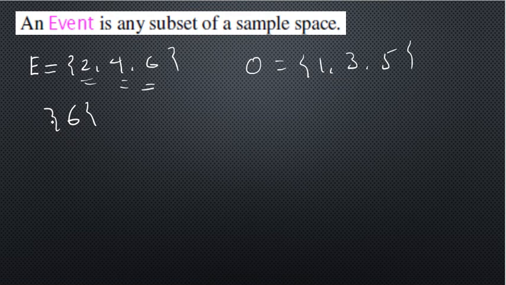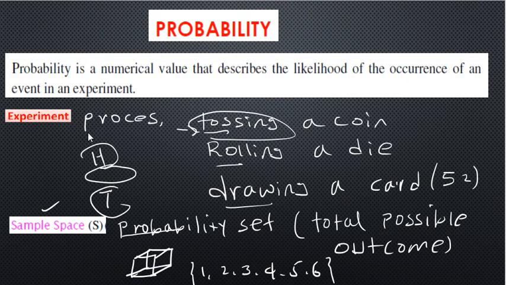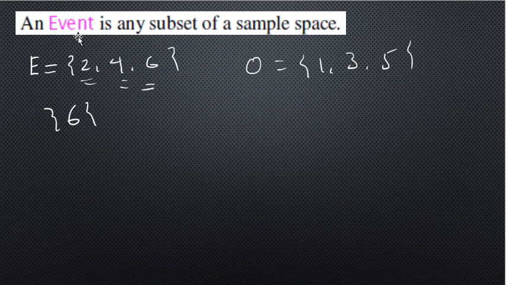So an event is any subset of the sample space, the desired outcome. That is what an event means. So we need to be clear. First we define the experiment, just a process; the sample space, or probability set, is the total possible outcome. And next we define what an event means. An event is the desired outcome, a subset of the sample space. For example, when we say the event is an even number, 2, 4, 6, these are a subset of the total possible outcomes 1, 2, 3, 4, 5, 6.